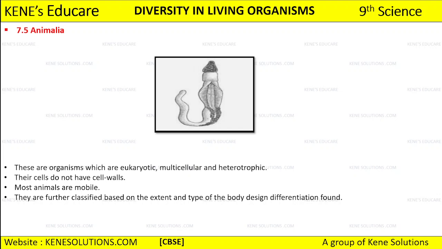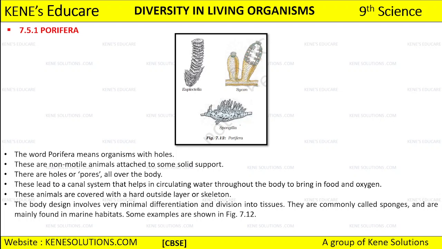So the first phylum that we started under Kingdom Animalia is Porifera. Now, Porifera means organisms with holes. So the organisms which have holes on their body come under Porifera. And as I told you, they are non-motile, meaning they cannot move from their place because they are attached to a solid support, okay? And the holes or pores are present all over the body of such animals, which leads to a canal system, okay?